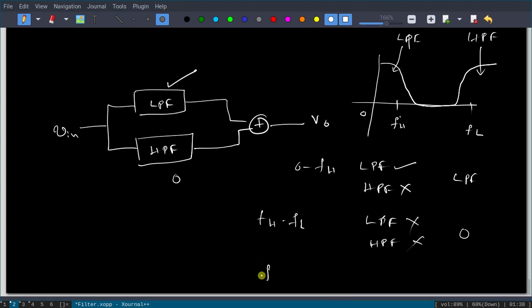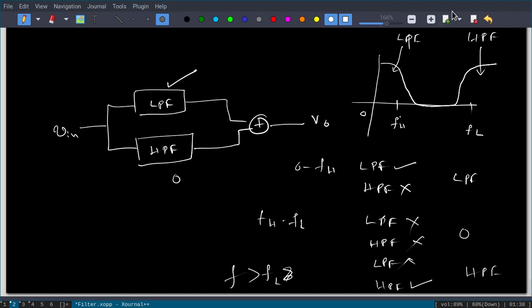And finally, greater than FL, the LPF will not work, but the HPF will work, so you will get the HPF response. So this is the logic of a band reject filter. Now, depending on the roll off, you have to select the filters. If you want 20 dB, go for first order, and for 40 dB, go for second order.